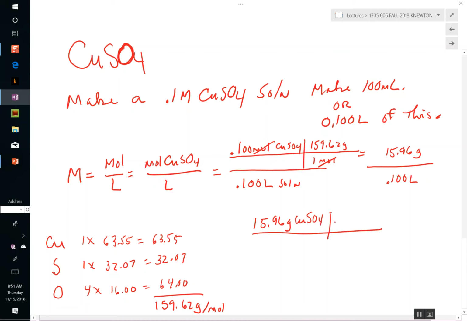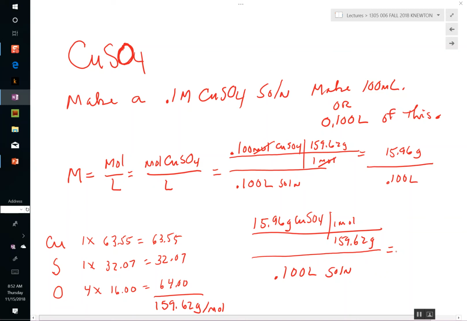It's 1 mole per 159.62 grams. All right, so this expression right here, that weight of copper sulfate, it's 159.62 grams per mole. That is going to be 1/10 of a mole of copper sulfate in 1/10 of a liter of solution.